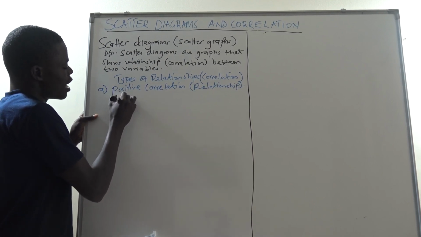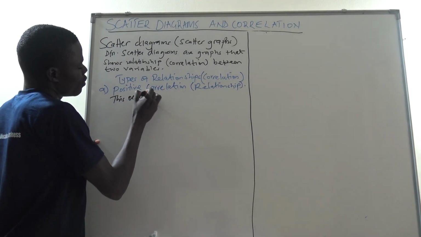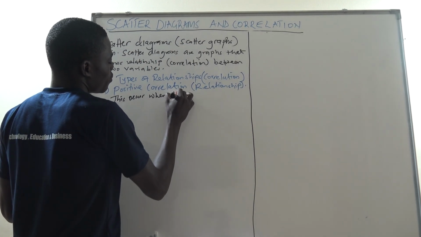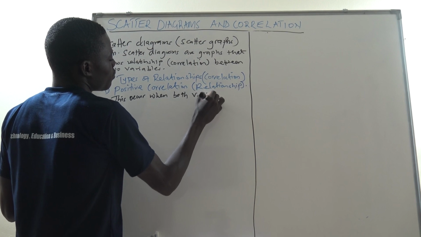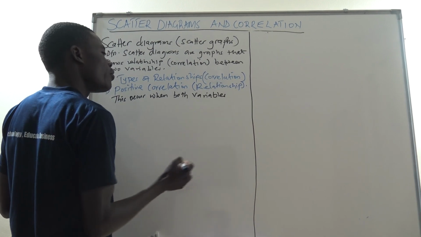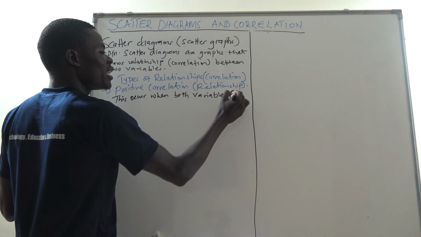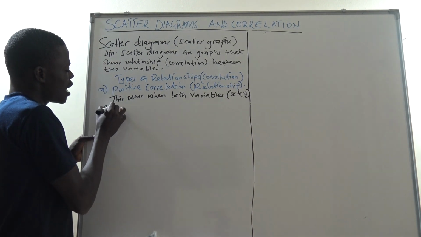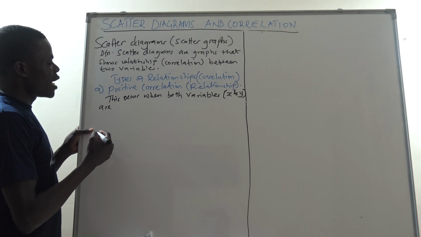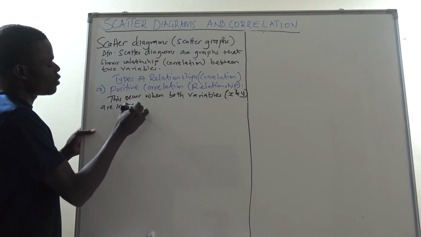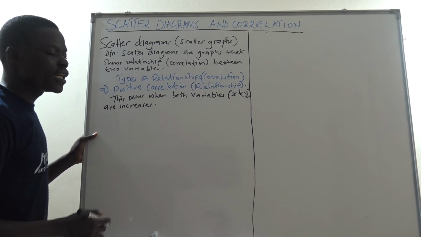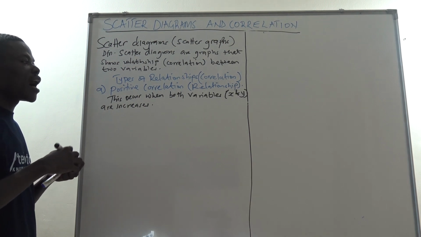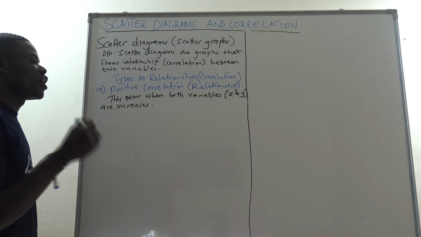I've said this occurs when both variables, let me say variable x and variable y, when both variable y and x increase. So you obtain a relationship which is a positive one. When both of them are increasing, you obtain a relationship which is positive.